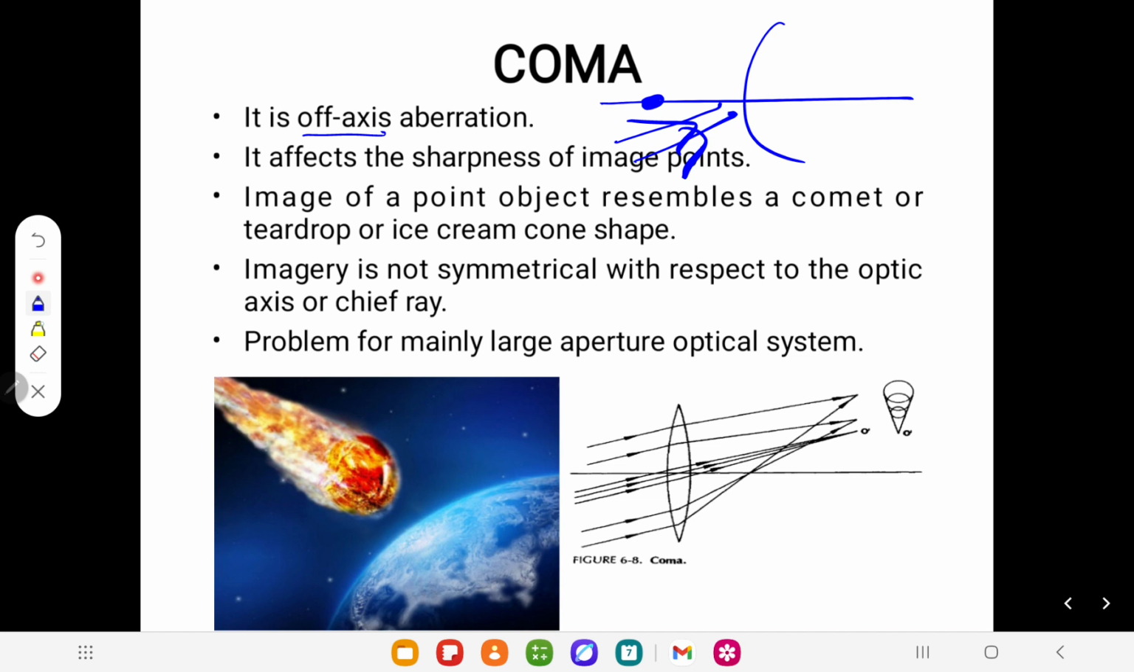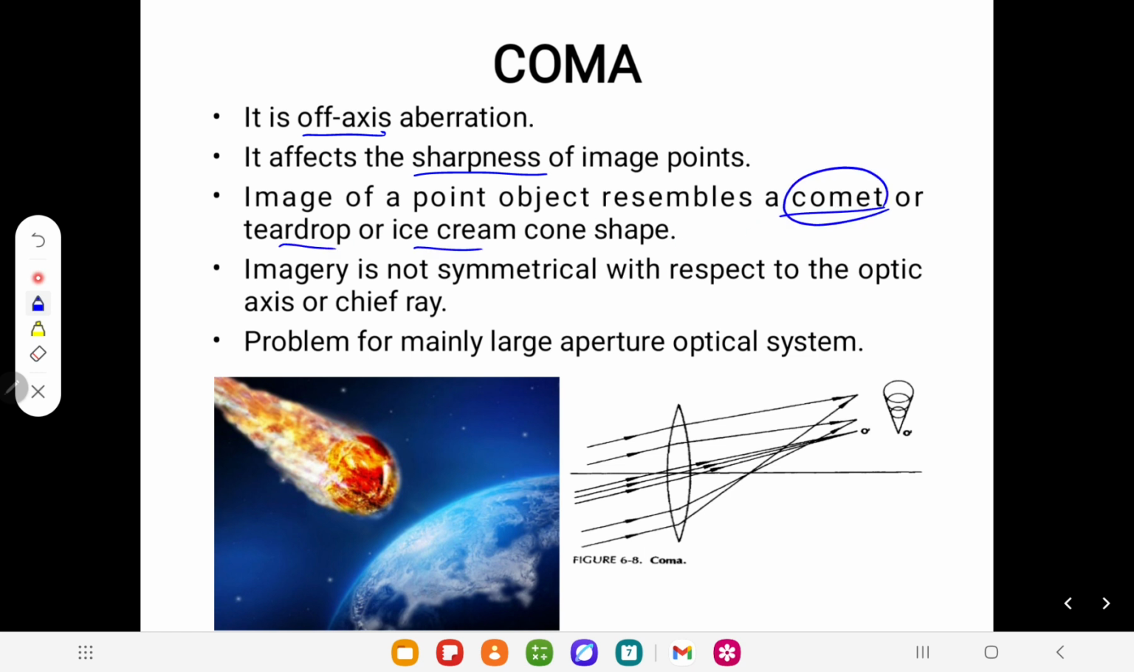Its object is always in a different direction, that is off-axis, not on the optical axis. It affects the sharpness of the image, not the position of the image, and spherical aberration also affects the sharpness of the image. The image of a point object resembles a comet or teardrop or ice cream cone. That's why it is termed coma. So the image is not symmetrical with respect to the optical axis.